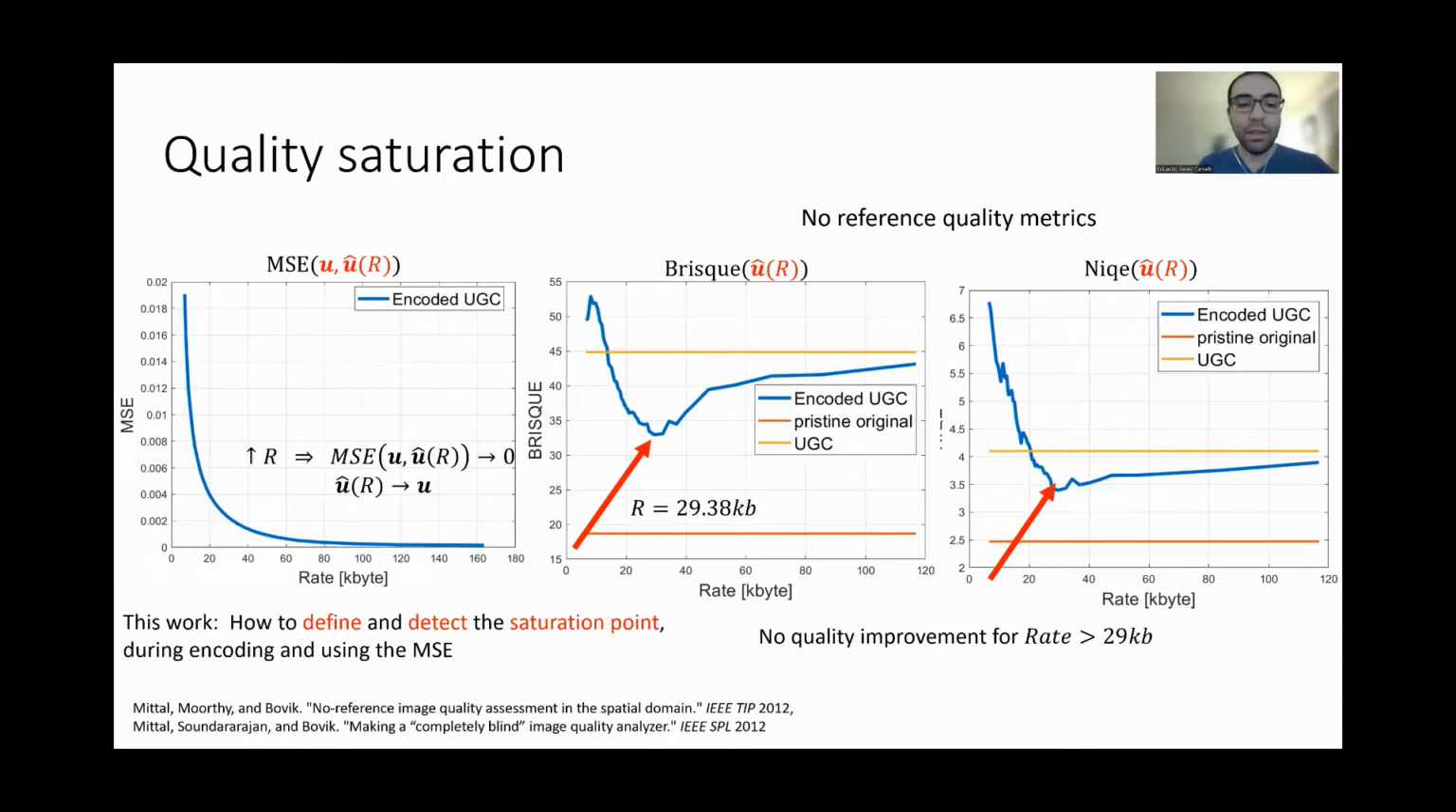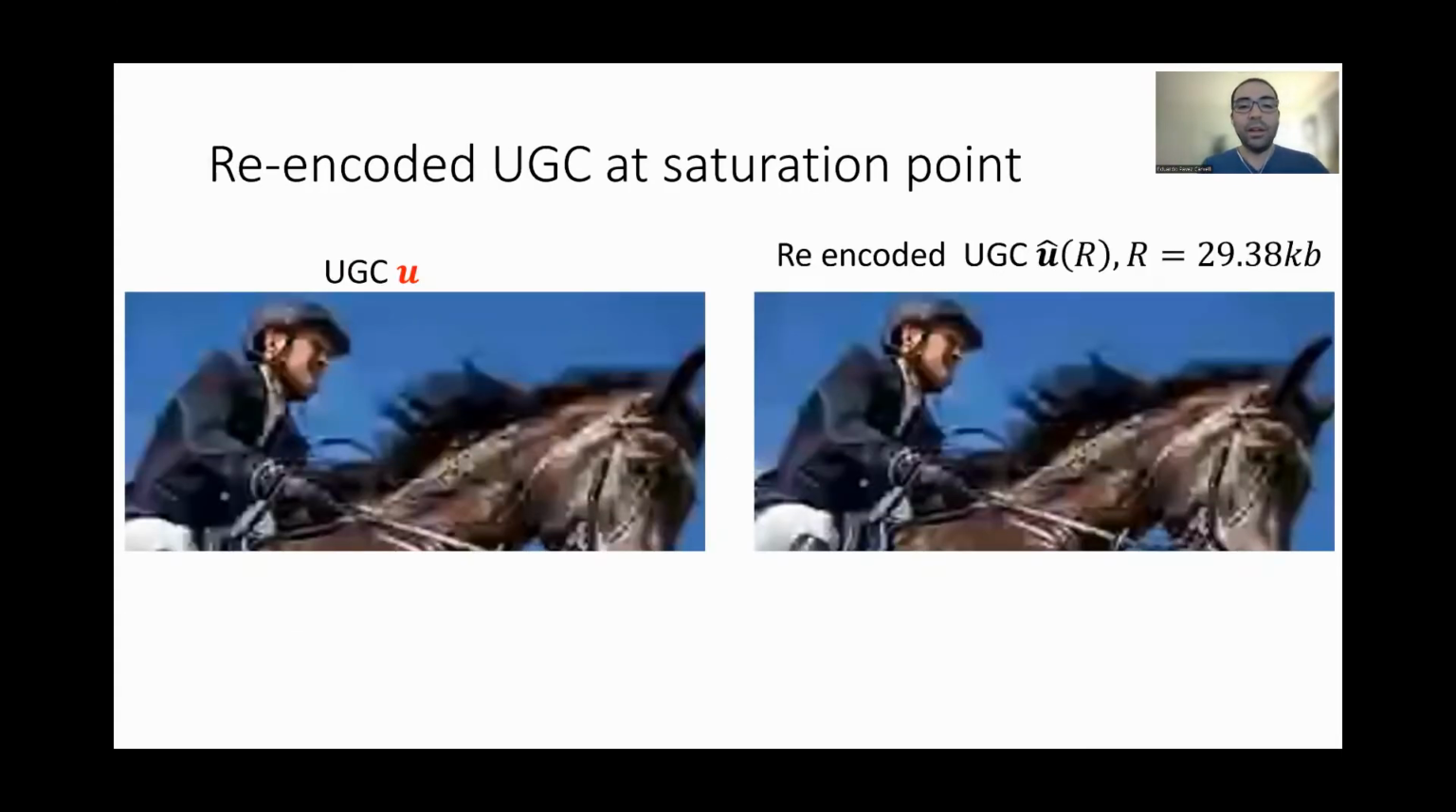particular example. So in this work, what we propose is a method to define this transitional saturation point, and a method to detect it during encoding and using only mean square error. And thus we avoid using perceptual quality metrics. Basically, how to find this line here. The saturation point is important because at this rate, the quality of the encoded UGC and the quality of the input are comparable.